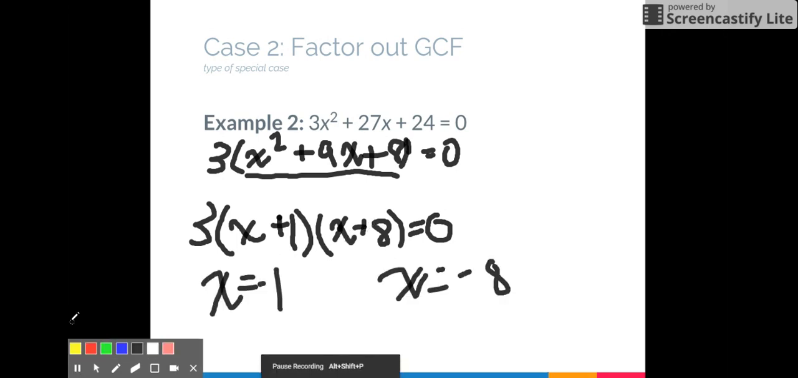In this case, I take my two factors, set them equal to 0, and then I can solve for x. In this case, it's pretty easy just to know that x equals negative 1 and x equals negative 8 are your solutions. Because you can just look at x plus 1 and say, hey, what plus 1 gives me 0? What plus 8 gives me 0? And you can just look at it that way.